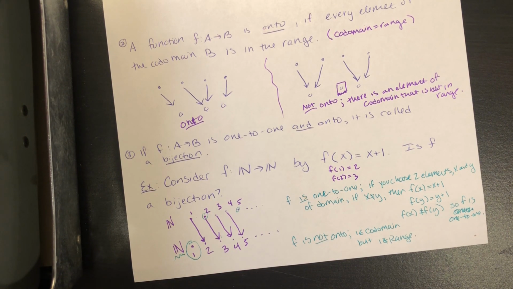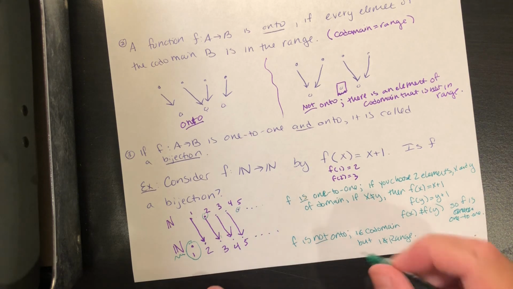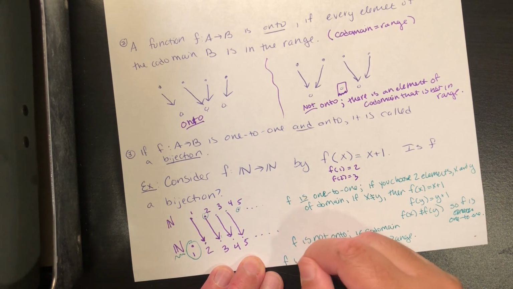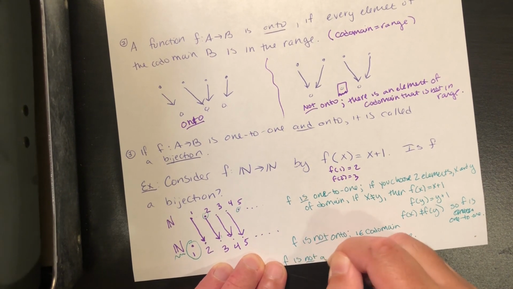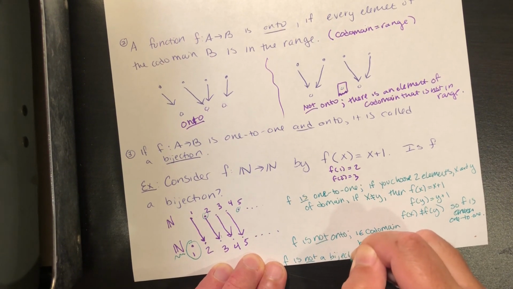To be a bijection, you have to be one-to-one and onto. Since we're not onto, that means f is not a bijection. We'll see some more examples in the exercises.